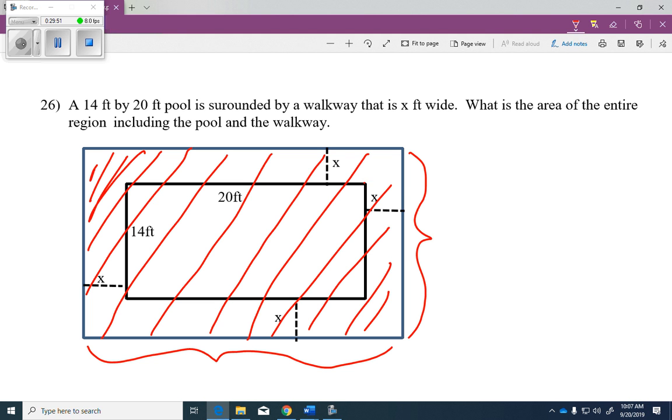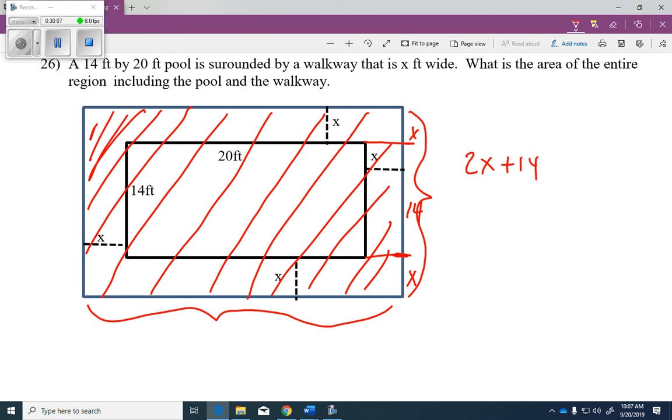And we talked in class that from here to here is 14, but there's an x here and an x here. You add the pieces together to get 2x plus 14. And if from here to here is 20, and this piece is x, and this piece is x, we add the three pieces together to get the whole length, which is 2x plus 20. I have a binomial being multiplied by a binomial.